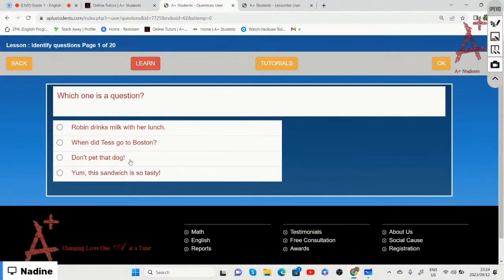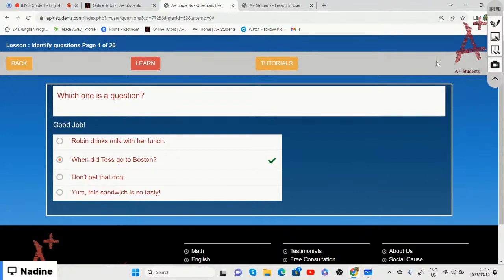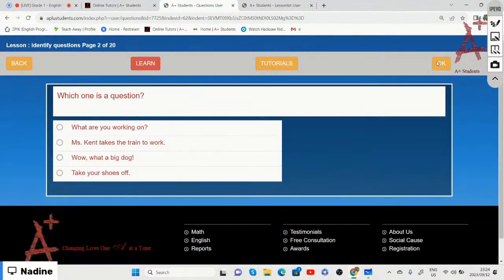All right, and if we choose what a question is, we can choose number two, because number two is "When did Tess go to Boston?" It is a question that is being asked. So they will either say, oh, she went last week, or she went yesterday.